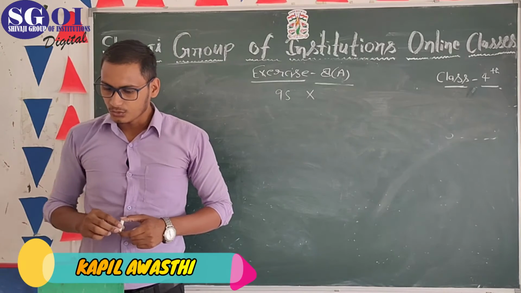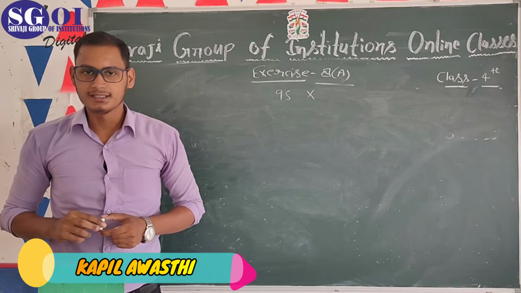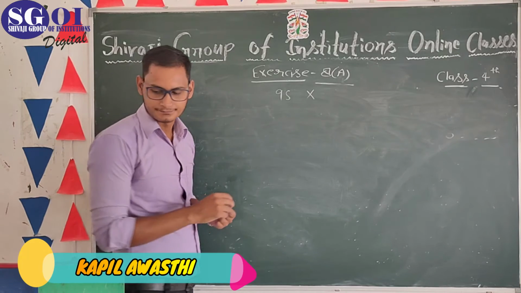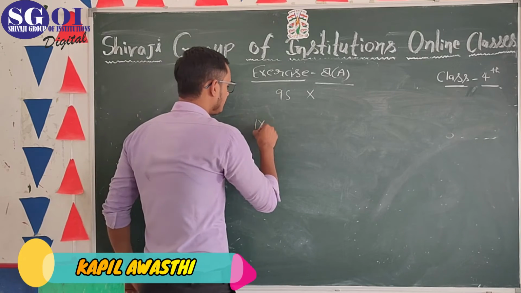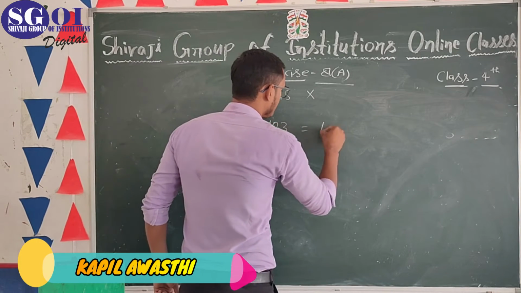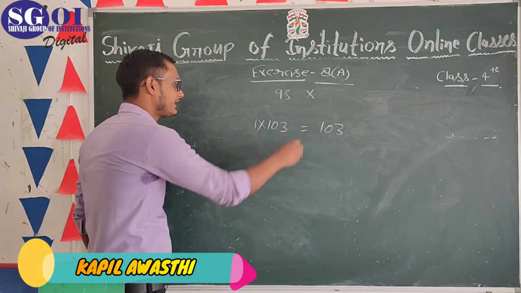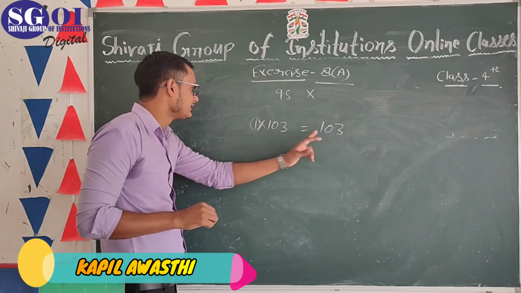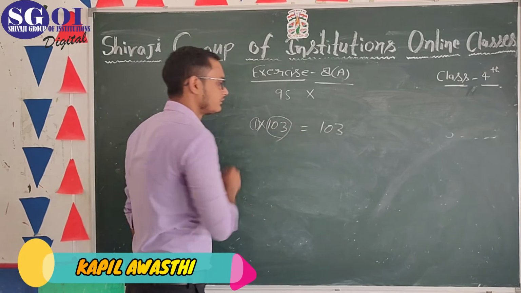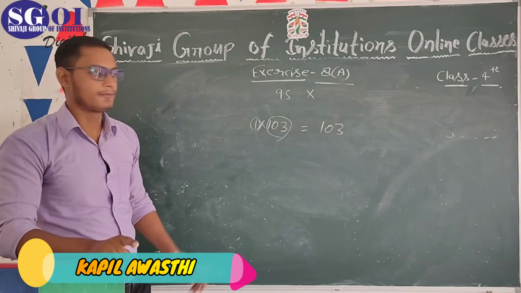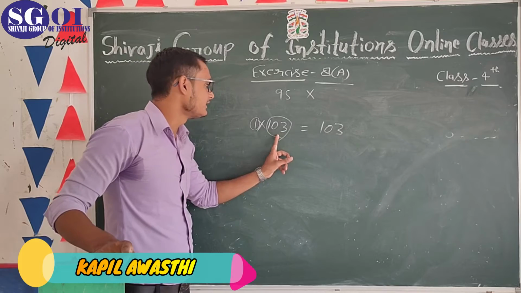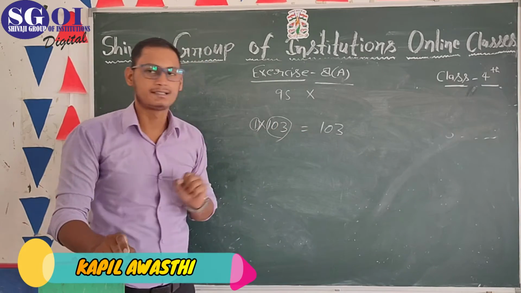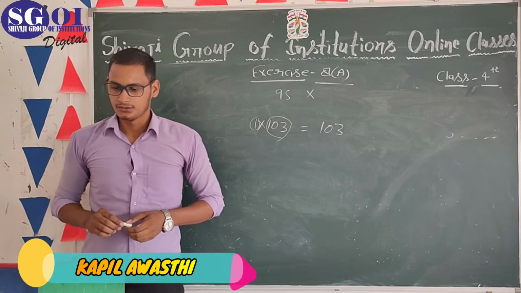Understood? Next, 103 is a multiple of 1. Yes. 1 multiplied by 103 is equal to 103. So we can say that 103 is a multiple of 1 and 103 is a multiple of 103 also. Any number is a multiple of 1 and the number itself. Okay? Understood?